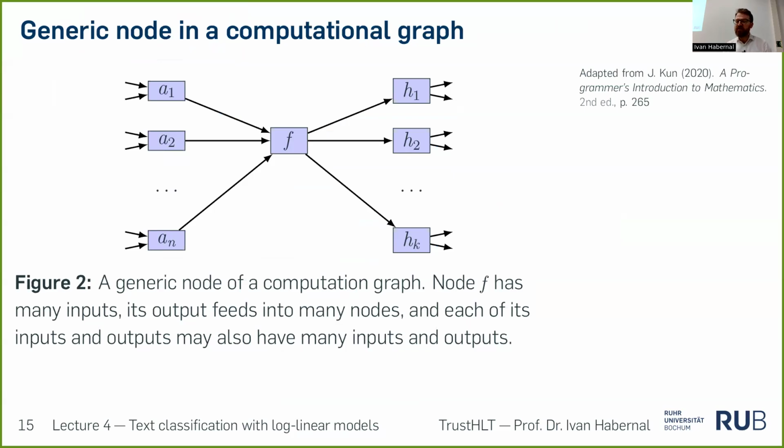Okay, so this is it. For each generic node in a computational graph, we have some arguments. I call them A1, A2, up to AN. These are basically inputs to the node. They could be numbers, they could be other functions. We don't care, as long as this produces some real value. And it could have multiple parents, so there could be other functions.